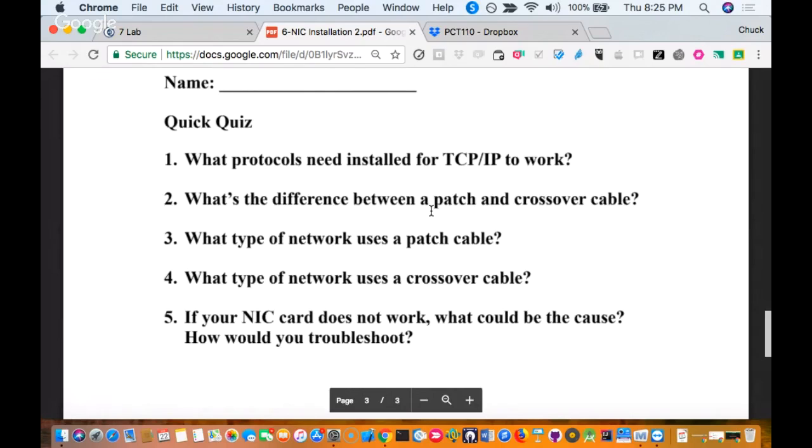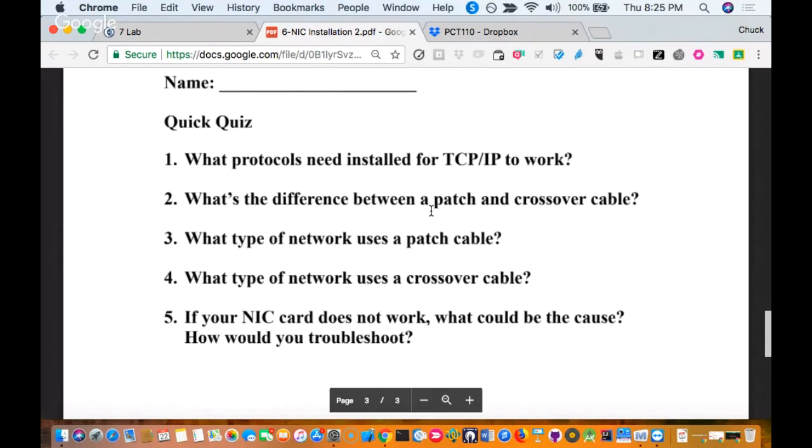Okay, so the first question is, what protocols need to be installed for TCP/IP to work? Remember, it could be a little tricky on this one. TCP/IP? Exactly. Yay, you got it.